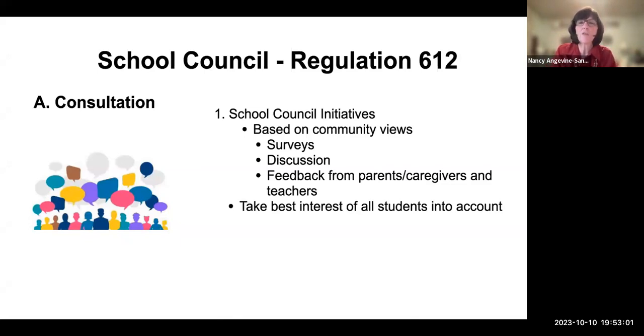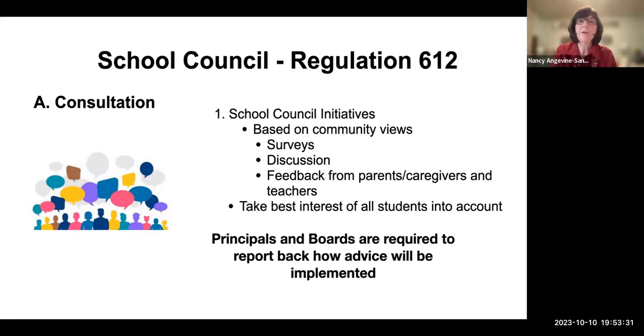And remember that all of your initiatives should take the best interests of all students into account. This doesn't mean that every single initiative has to do that. For example, let's go back to literacy. Maybe at one point you want to work on helping parents understand literacy requirements in primary level. Then you want to help them understand it at junior level, at intermediate level, break down the senior levels for those of you in high school. And remember that the principals and the boards are required to report back on any advice you might give surrounding these initiatives that you're doing.